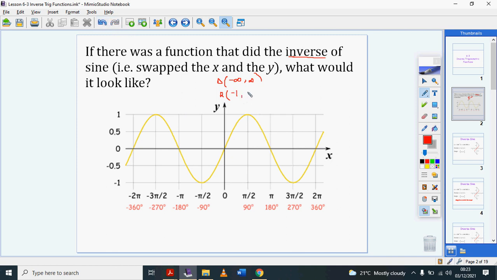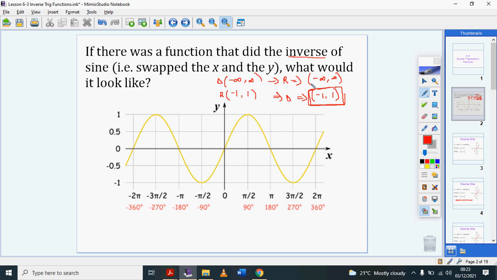So we know that the range of the inverse function will be the same as the domain, but I'm going to talk about that in a little bit. And the domain of the inverse function will be the same as the range of the original function. So the domain would have to be negative 1 to 1. And this is a very, very important thing that I'm going to continue talking about.